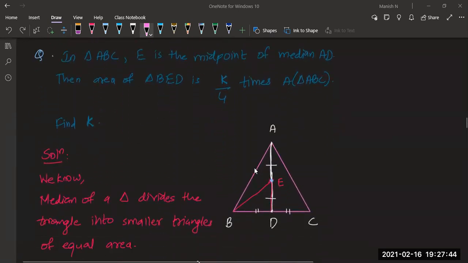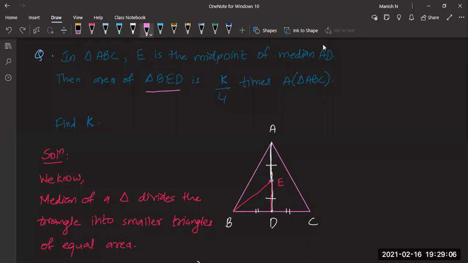So you would say this is the diagram, and we can see that it says the area of triangle BED, the smaller triangle, is K by 4 times the area of triangle ABC, the bigger triangle. So we would use the property of median, right? We have to find K, right? AD is the median for ABC. Similarly, BE is the median for AD, in triangle ABD, the smaller triangle.